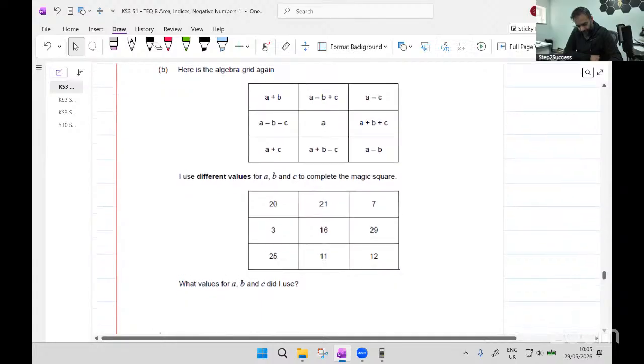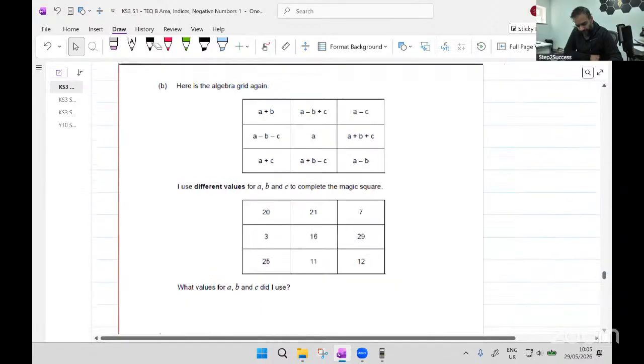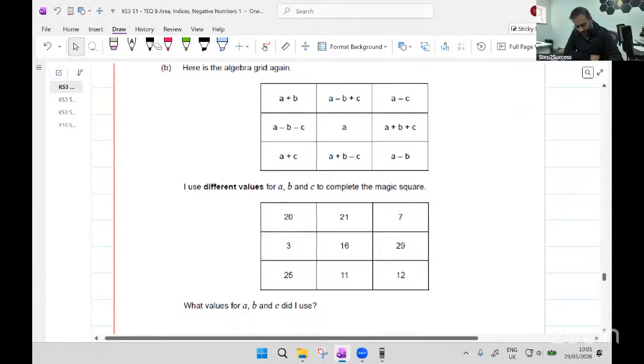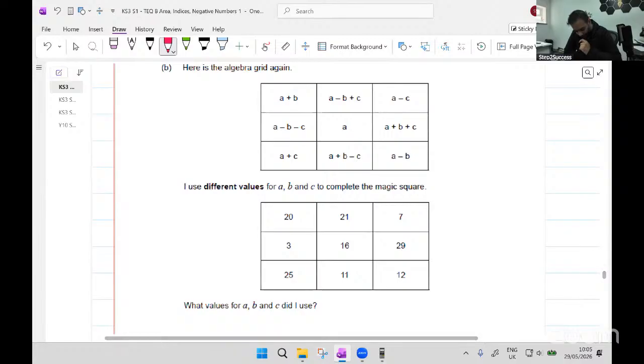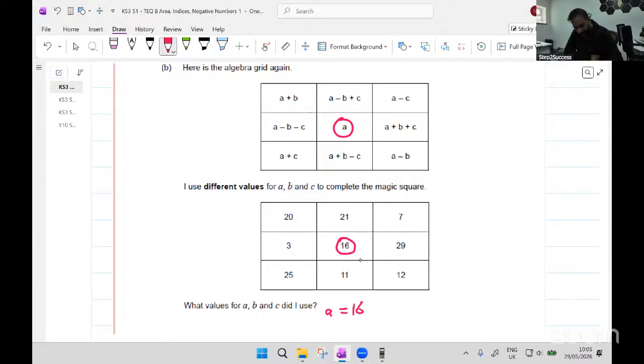This time they use different values for A, B, and C to complete the magic square. What values did we use? Well, A is obviously 16. And if A is 16, then B's got to be 4 because that makes 20. And if A is 16, then C's got to be 9 to make this 7. I think that's it. Yeah.